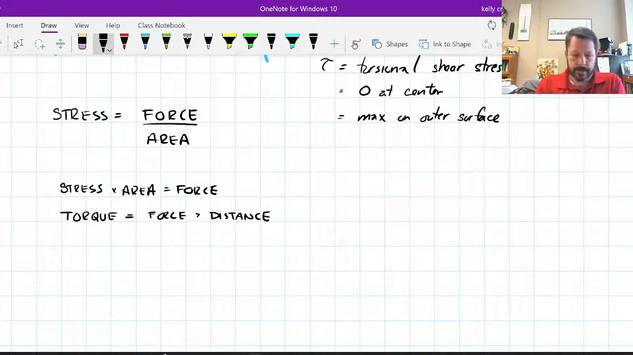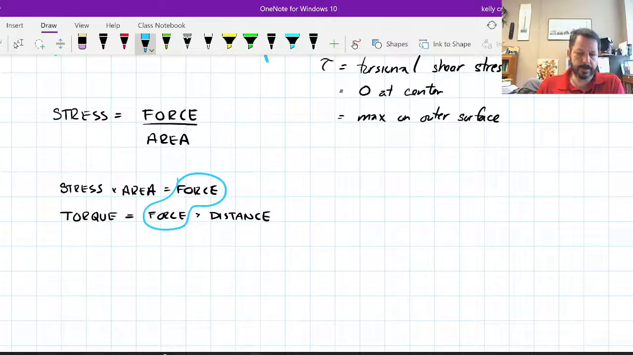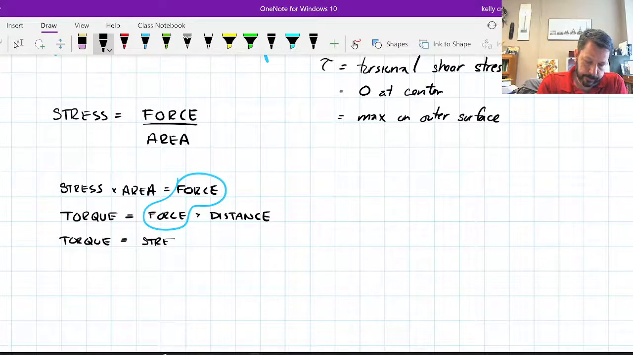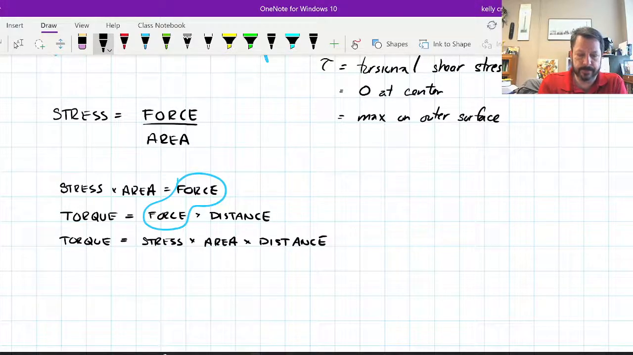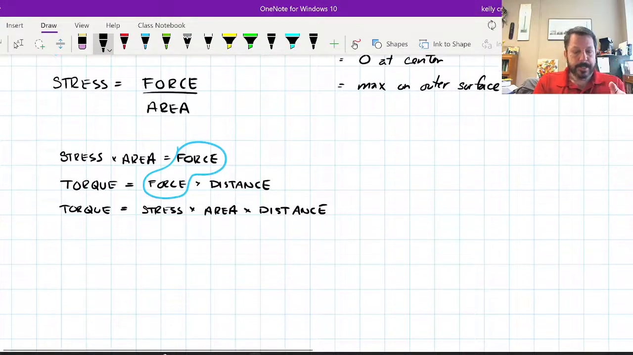Okay, and now I've got two definitions that include force. So I'm going to substitute in. I've got torque equals force, and force is equal to stress times area, and then times distance. So all I did is substitute in a different definition for force here, the stress times area definition. All right, let's write our variables instead of words.